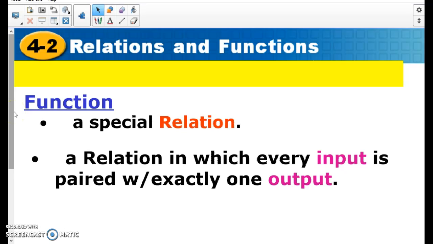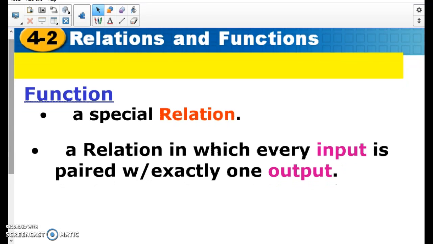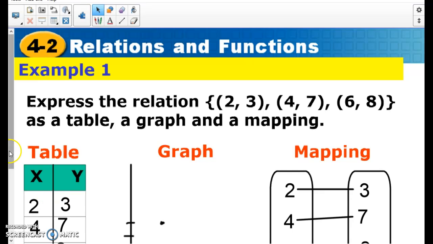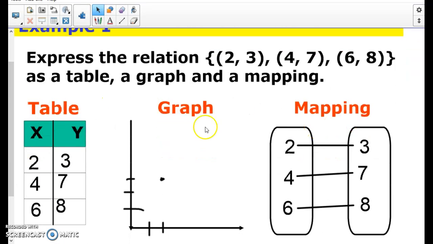Okay, and then like function. So you are going to say if it's a function, yes or no. And how you tell it's a function is a couple different ways. So if it's a table or a map, so out of these two, you cannot have the same x.